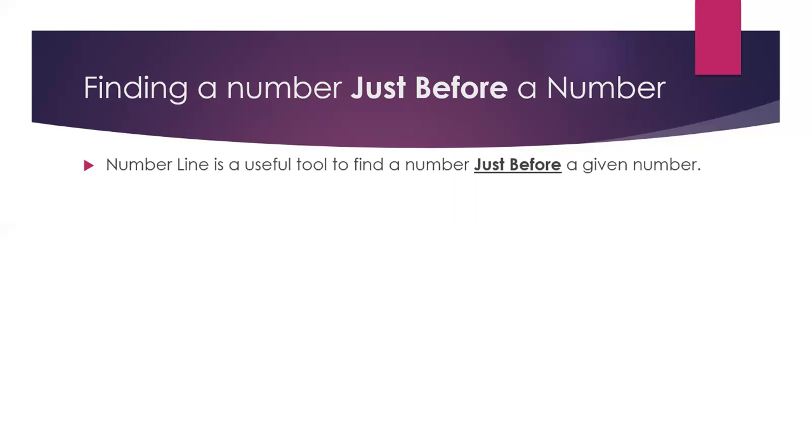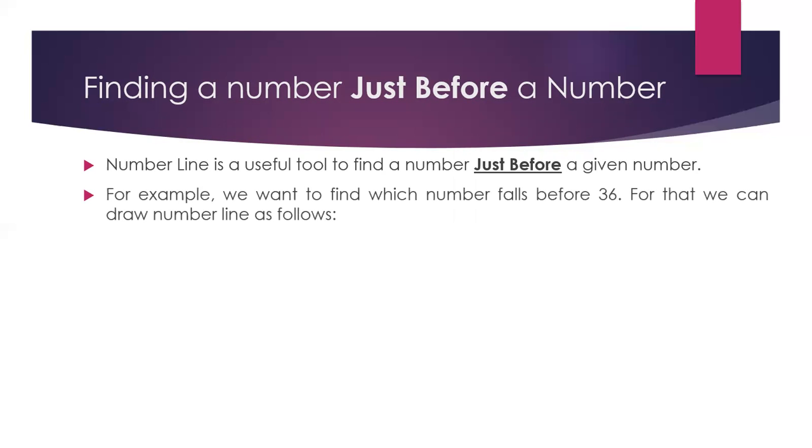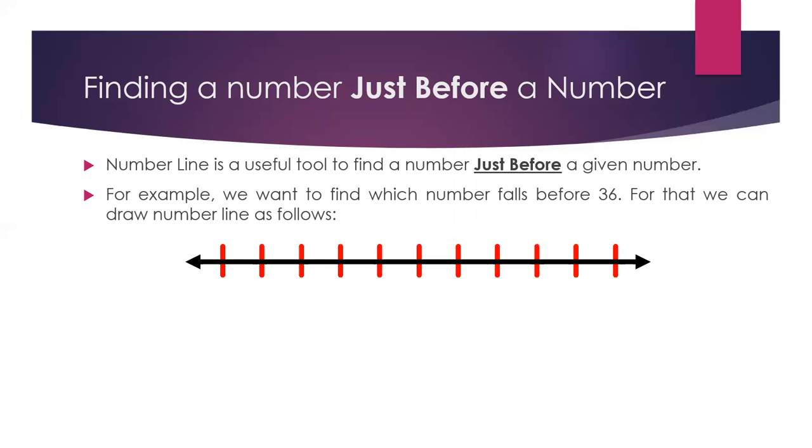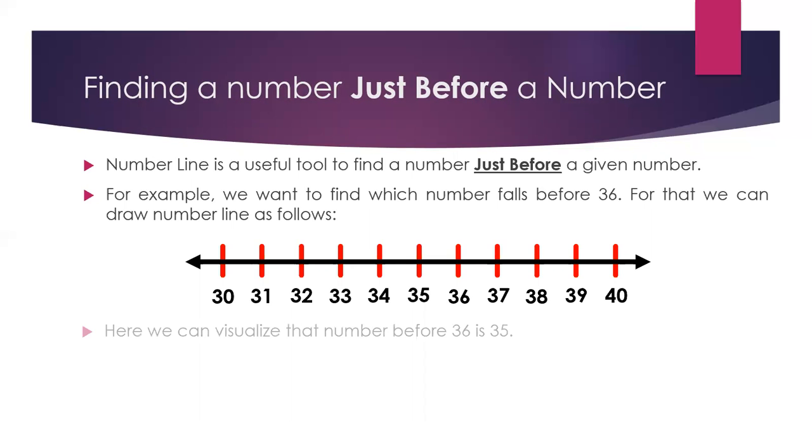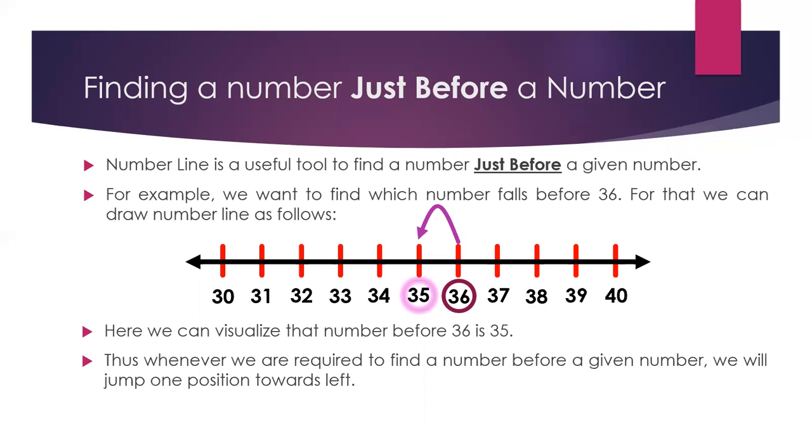So number line, as we have learned earlier, is a useful tool to find a number just before a given number. For example, we want to find which number falls before 35. So for that we can draw a number line as follows. Here we are having a number line that is from 30 to 40. So firstly, we can visualize that the number before 36 is 35.